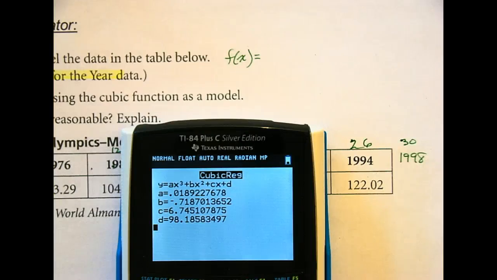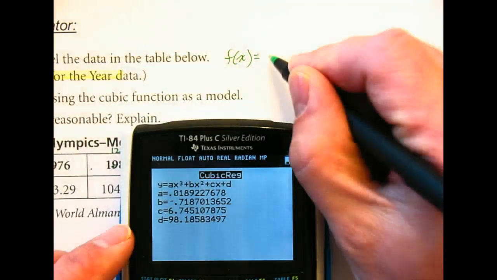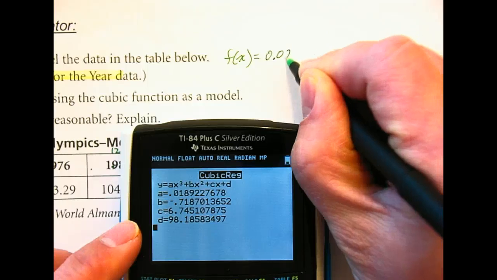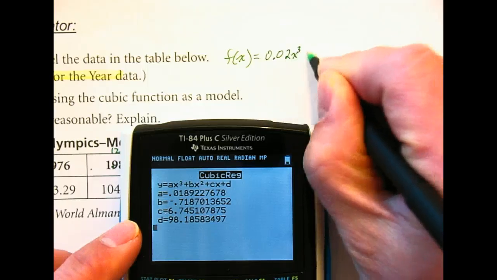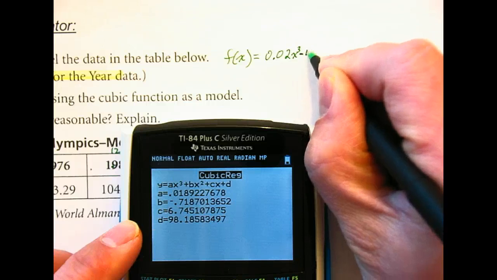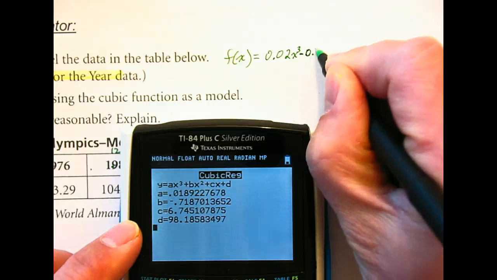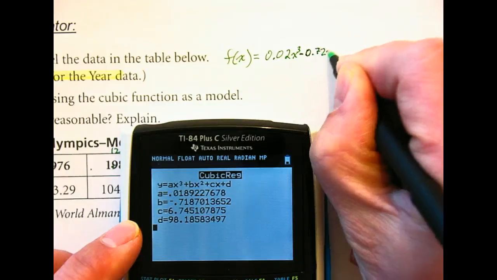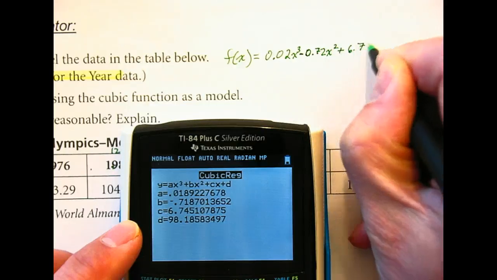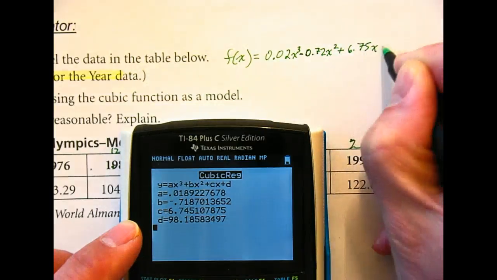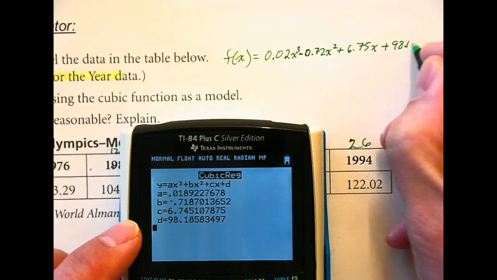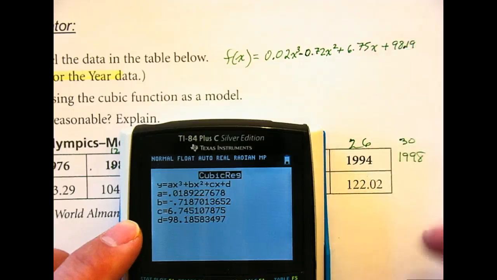All right, so I have 0.02 x cubed, minus 0.72 x squared plus 6.75 x plus 98.19. Good?